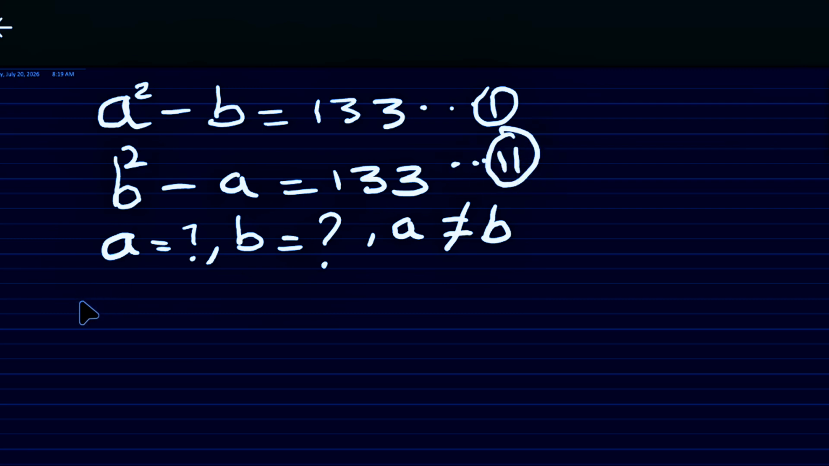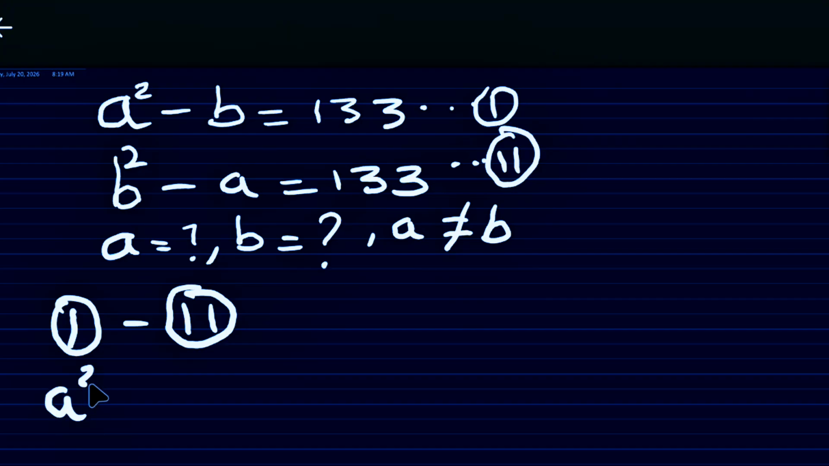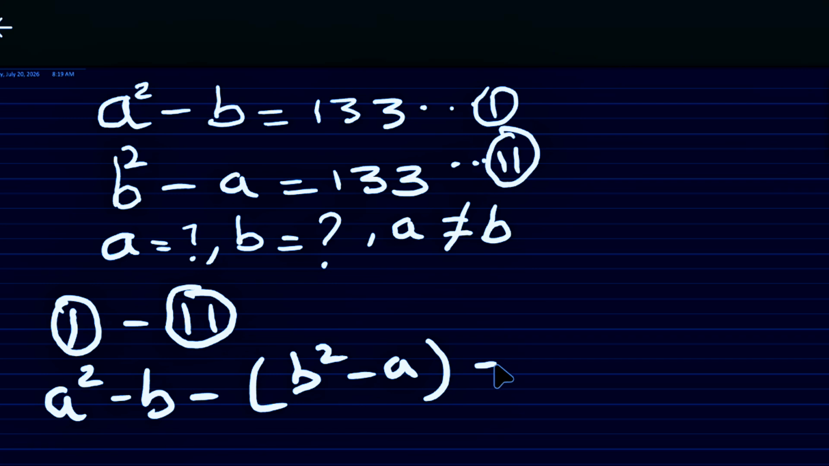From here, we are going to subtract equation 2 from equation 1. So we are going to have equation 1 minus equation 2. Equation 1 is a squared minus b, then minus, let's put equation 2 in parentheses, b squared minus a, and this equals 133 minus 133.